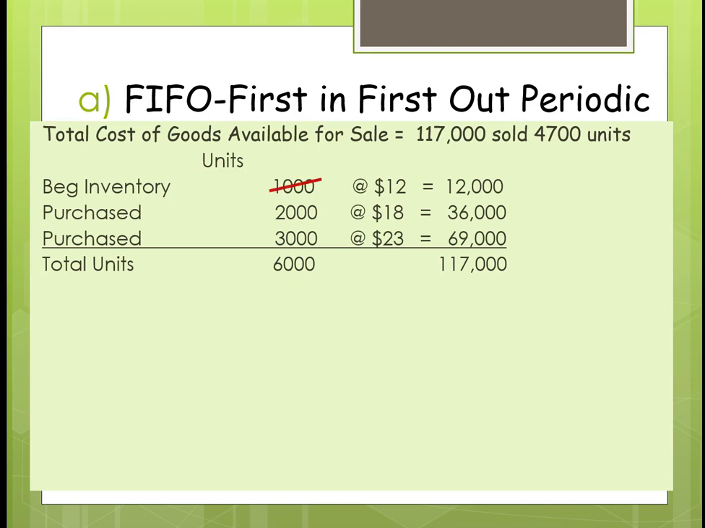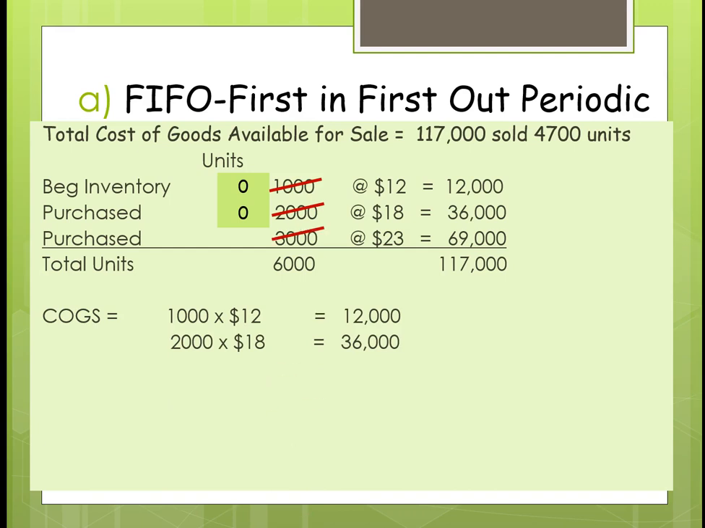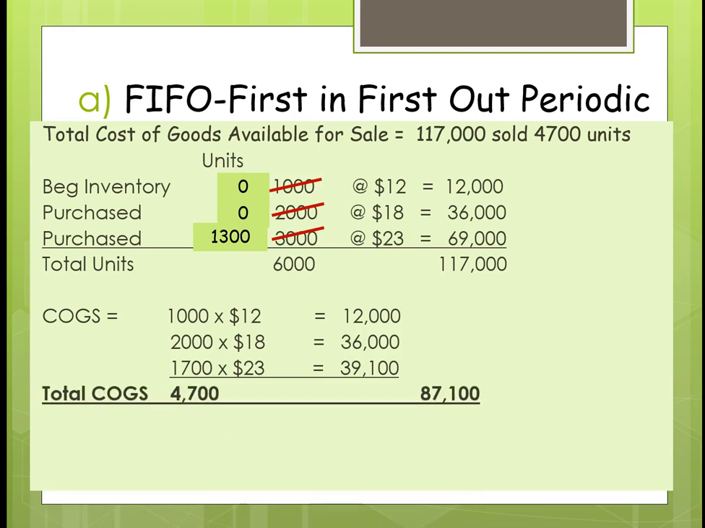So here we have it. We sold these. We have none left, because we're getting rid of 4,700 units. That means we got rid of all of those. Now we've taken care of 3,000 of the 4,700 units that were sold. And there's our 1,300, so we have to take 1,700 times 23, and our total cost of goods sold for the 4,700 units using FIFO is 87,100.